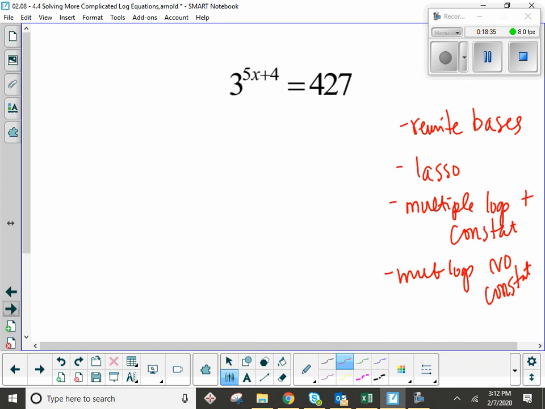What do you feel like you would try first with this problem? Lasso? Why wouldn't you try rewrite basis first? Any good reasons? I would try rewrite basis first. If you were to try to rewrite bases, what base would you want on that right-hand side? 3. So you could start doing a factor tree, see how many 3s go in there. But you'd realize real fast that 3 does not go into 427. And so at this part of your thinking, you would say, okay, that didn't work, now I do lasso.